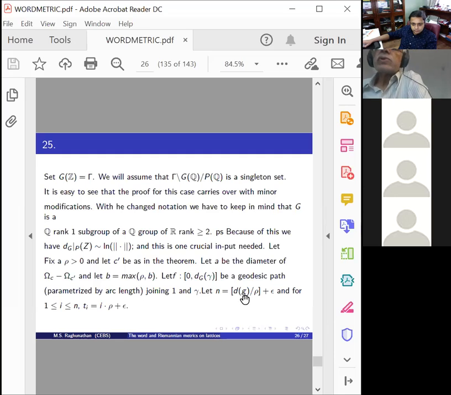Let n equal the integral part of d_G(γ) divided by rho, and so I want to split this path up into n equal portions, each of length rho. For 1 ≤ i ≤ n, t_i will be iρ + ε, where ε is the remainder after dividing by rho. This is the integral part of d_G by rho, and then there's something left, which I call epsilon.